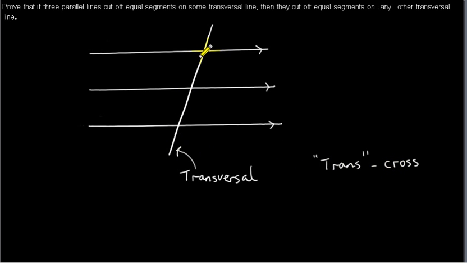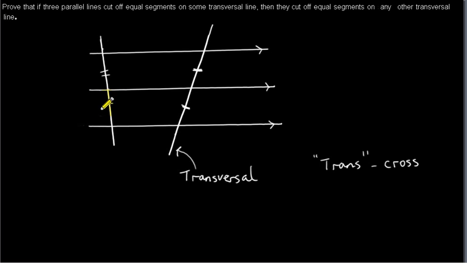And these three parallel lines cut off equal segments, so that the distance from this point to this point equals the distance of this point to this point. Then the three parallel lines will cut off equal segments on any other transversal line. So if we take any other transversal line, let's say we take this line here, what we want to prove is that the distance from here to here is equal to the distance from here to here.